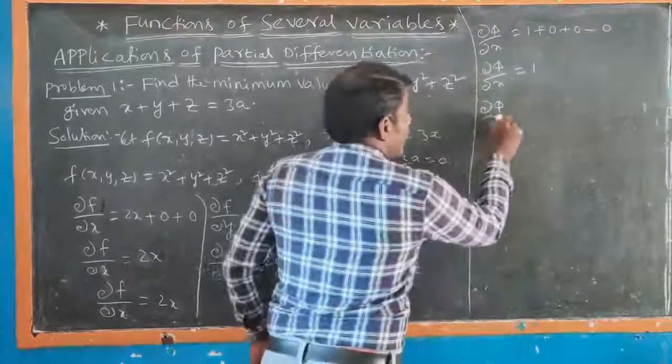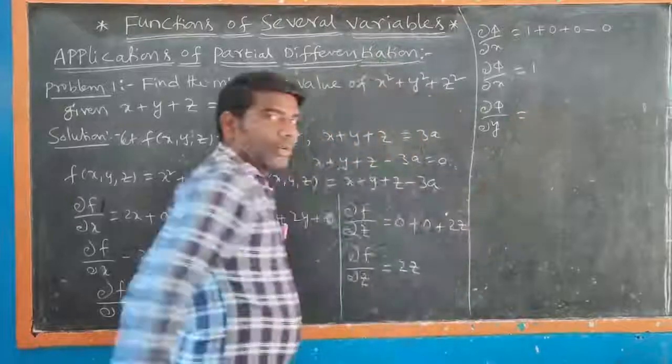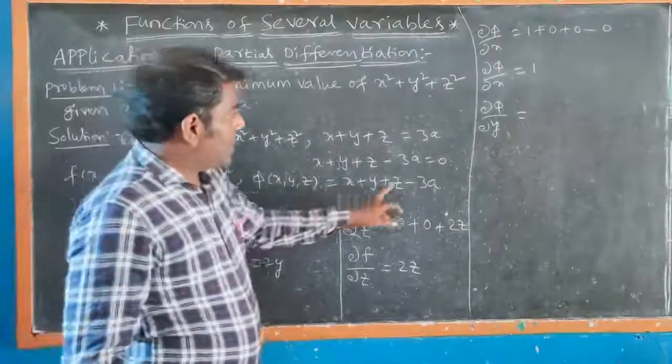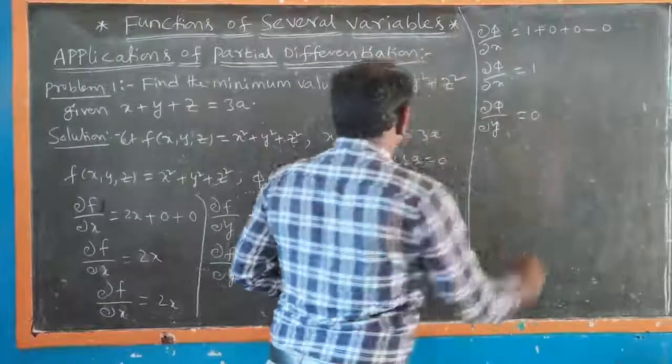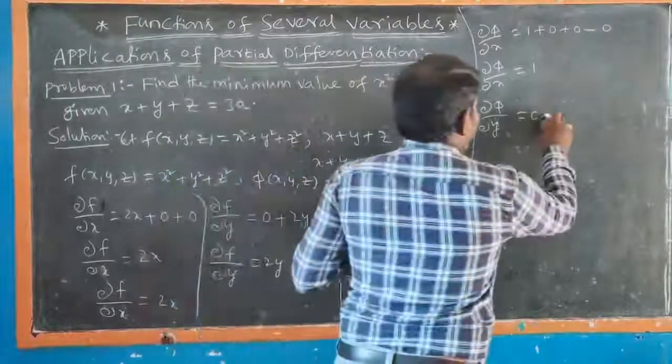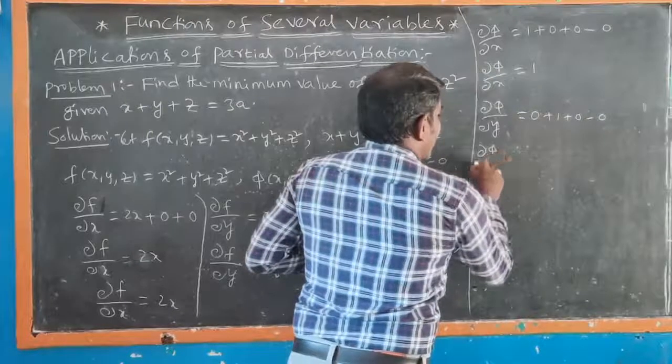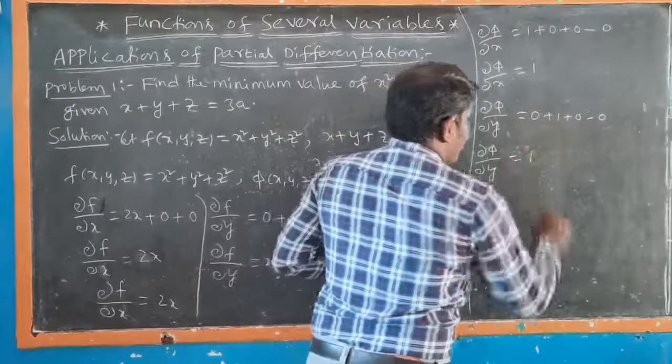Next one, ∂φ/∂y is equal to, with respect to y, then x and z are constant. So x derivative 0, plus y derivative with respect to y is 1, plus z derivative 0, minus 3a constant. Now finally, ∂φ/∂y is equal to 1.